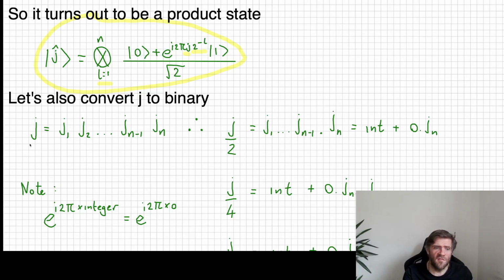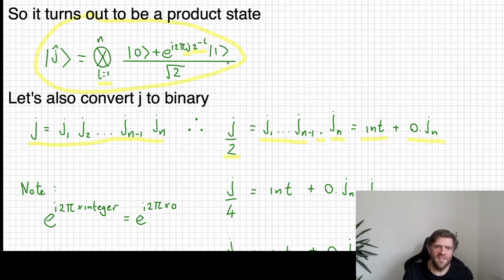So if we think of what J looks like in binary, again using this little endian convention, then if we divide by 2, what it does is it moves us one step along with respect to the decimal point, just like dividing by 10 in decimal. So we get J1 blah blah blah to Jn minus 1, then the decimal point, and then we get the other side, Jn. So we can say this is an integer plus 0.Jn.